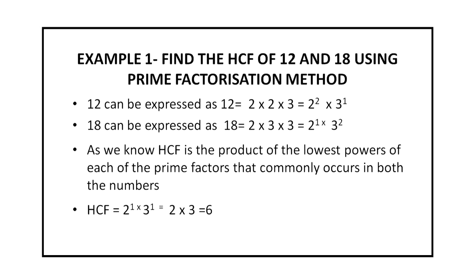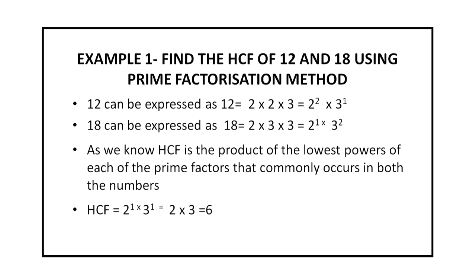As said just now, 12 can be expressed as 2 into 2 into 3. Now, as I have just commented, the number should be expressed in exponential form. Thus, 2 into 2 can be grouped and written as 2 raised to 2, or we can say 2 square. 3, the factor which comes only once, can be expressed as 3 raised to 1. Thus, 12, which is equal to 2 into 2 into 3, when expressed in exponential form, becomes 2 raised to 2 into 3 raised to 1.